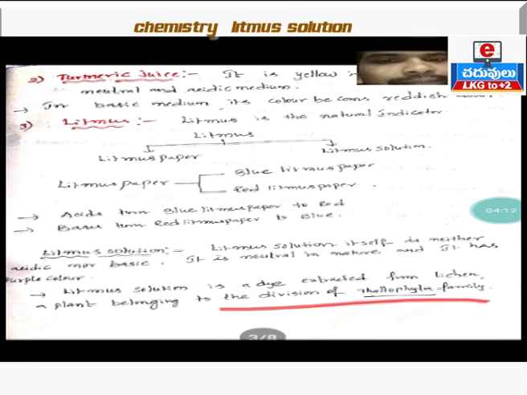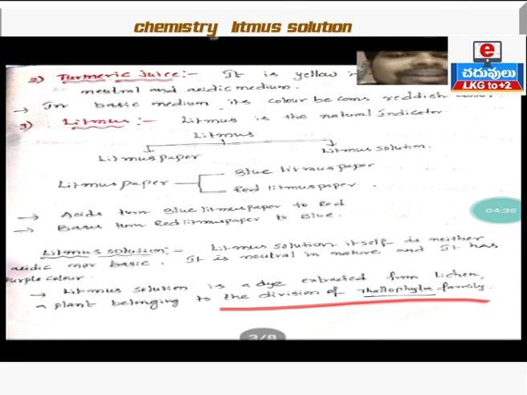From the lichen plant, we are extracting litmus solution. Don't confuse here. Litmus is a colored substance that is extracted, that is prepared from the lichen plant. Lichen plant which is belonging to the division of Thallophyta family. Lichen plant belongs to Thallophyta family. From the lichen plant, we extract litmus solution.